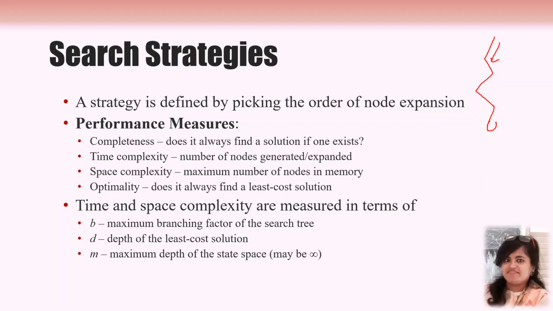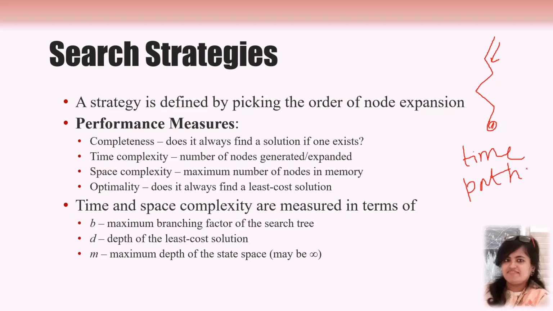So suppose it's our goal node. To reach this particular goal node, how to do the search such that we can reach it in the minimum time and the minimum path cost. So time and path cost, these are the two important parameters of designing any searching.